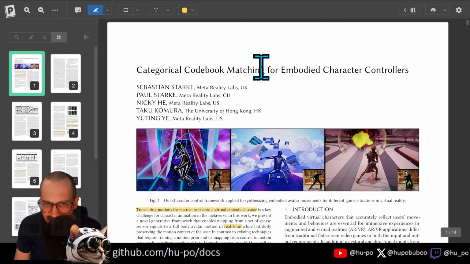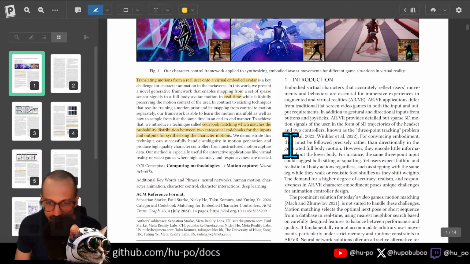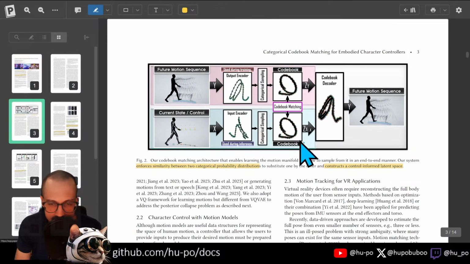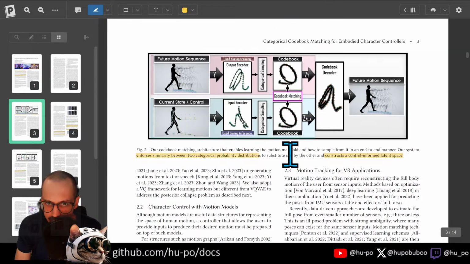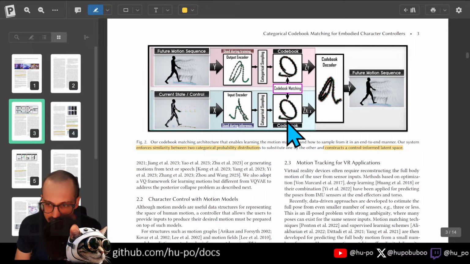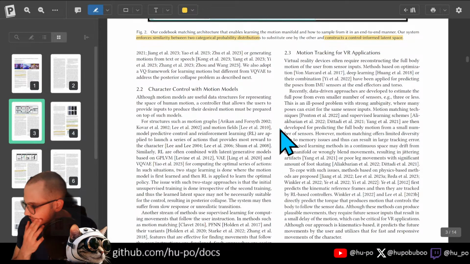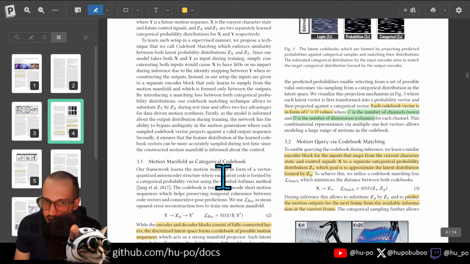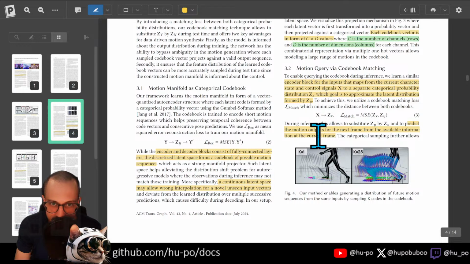Categorical codebook matching for embodied character controllers by Meta Reality Labs. The video for this one was cool. But I think this one also has a little bit more merit from an algorithmic novelty perspective. They use basically these codebooks, kind of like VQ-VAEs. Each codebook vector has some number of rows, some number of channels.